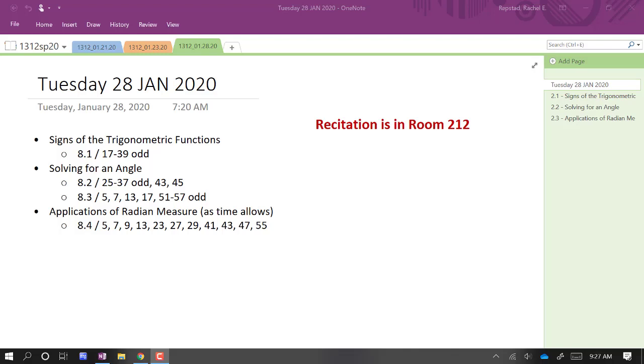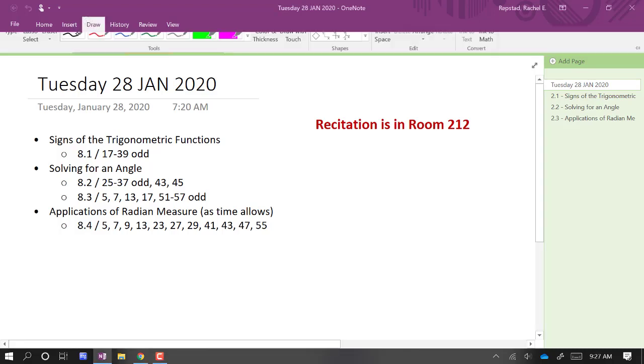We have recitation at 11, and it's in room 212, so it's not in this room. 212, it's like the little room next to the electrical lab in 200. And that'll be at 11, and I'll have a practice quiz for you then.